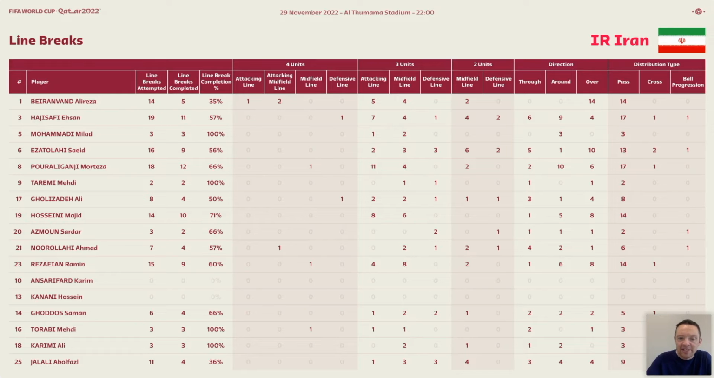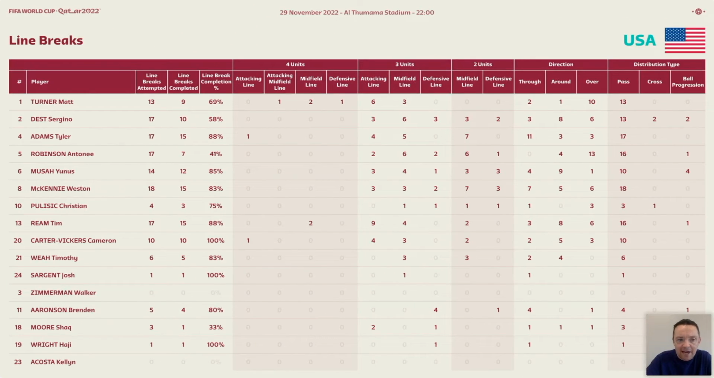You can look at both teams here. That's Iran's team of their progressive passers. This is the US team. So for you US fans, you can look at, say, that second column and see line breaks completed and what players jump out. And maybe 15 looks to be the higher number. Okay, who's 15? Tyler Adams is 15. Weston McKennie's 15. Tim Ream is 15, which is really, really good for a centre-back.